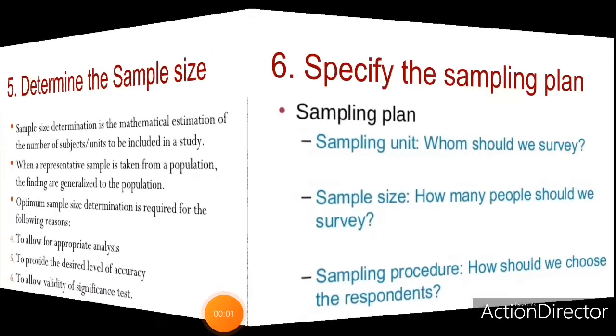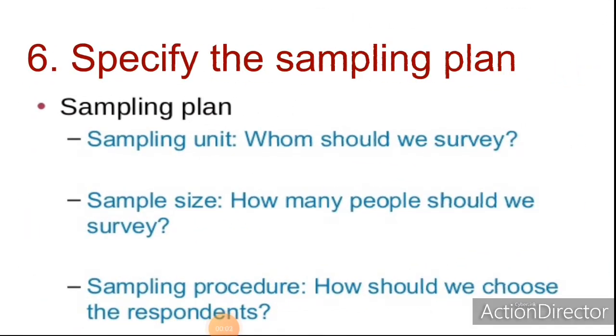Now the next step is specifying the sampling plan. In this stage, the researcher should state the operational procedures for selection of the sample. That means he should decide the techniques which are used in selecting the items of the sample.